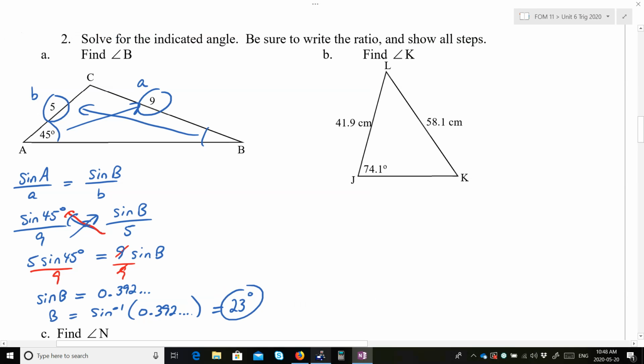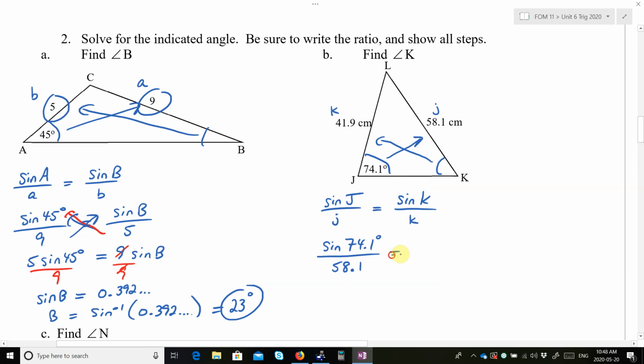Okay, how about in B here? Find angle K. So they want us to find angle K. We do have its opposite side, little k. We have an angle-side relationship here, J and little j. So I would go sine J divided by little j is equal to sine K divided by little k. So sine of 74.1 degrees divided by its opposite side, 58.1, is equal to sine of angle K, which we want to find, divided by 41.9.